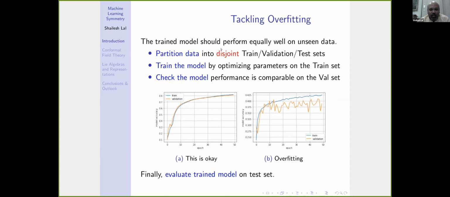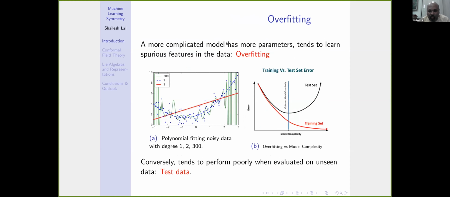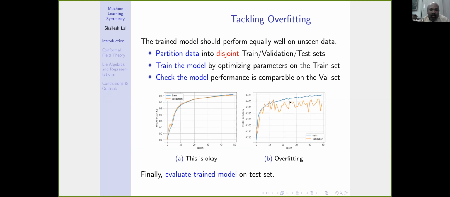So this is how you would tackle this problem. Essentially the idea is what I said here. You don't want to wind up in this phase, you want to be somewhere here. So really the criterion is that the trained model should perform equally well when you give it some unseen data. So how do you ensure that? You take the data that you have and partition it into disjoint sets, and you train the model by optimizing parameters on a given subset, and at every epoch you check its performance.